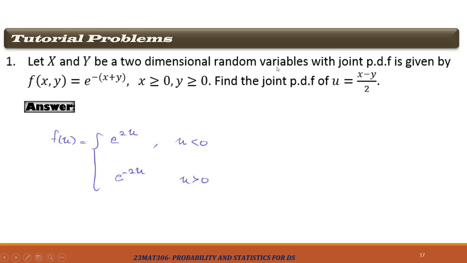What we have to find is the probability density function of u equal to (x minus y) by 2. In the previous question, it was the probability density function of (x plus y) by 2. Now it is (x minus y) by 2. The process is the same; just change the u value and calculate the joint probability density function. So this is the final answer.